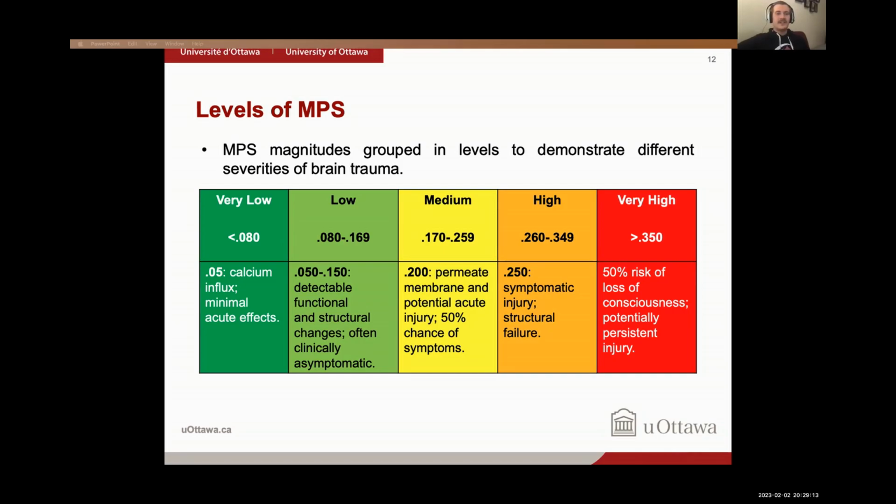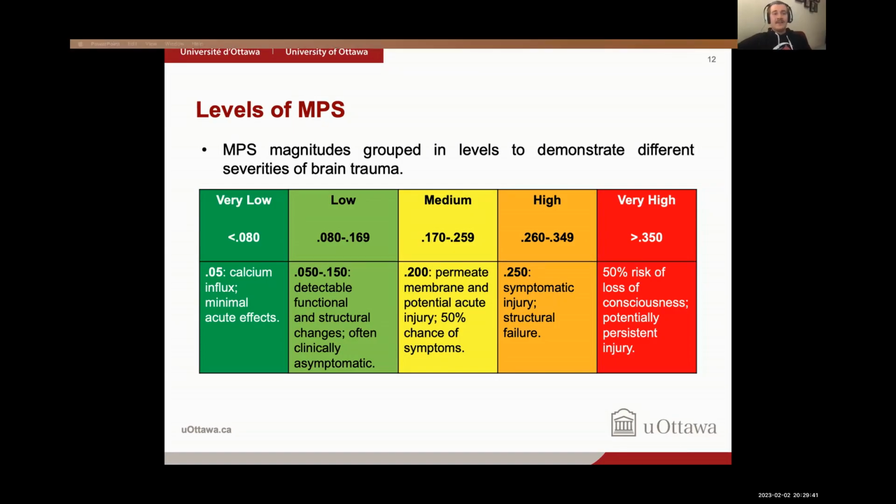Low is where we start seeing those, quote, concussion-like symptoms. These are often clinically asymptomatic head impacts, but there are some small functional or structural changes that take place inside the brain tissue. Medium magnitude impacts will permeate the membrane, and they can lead to acute injury in some cases. And there's about a 50% chance, again, of our, quote, concussion-like symptoms.